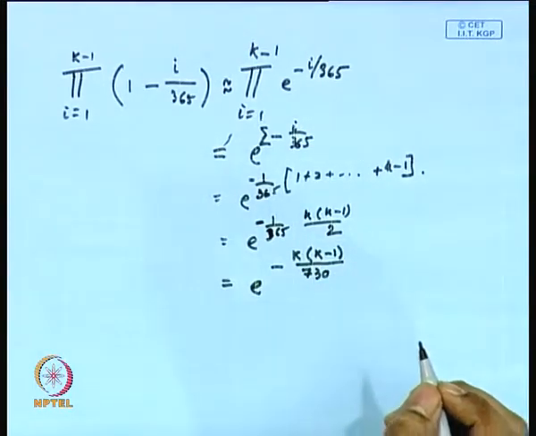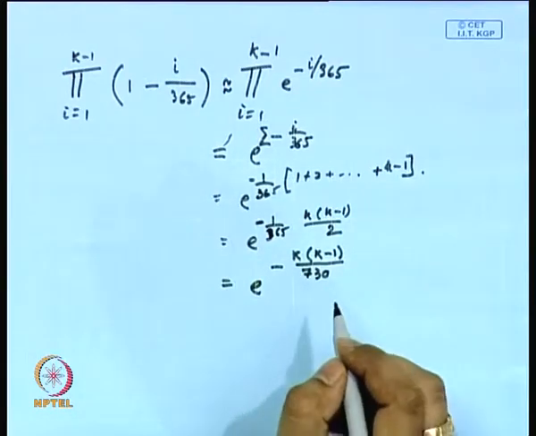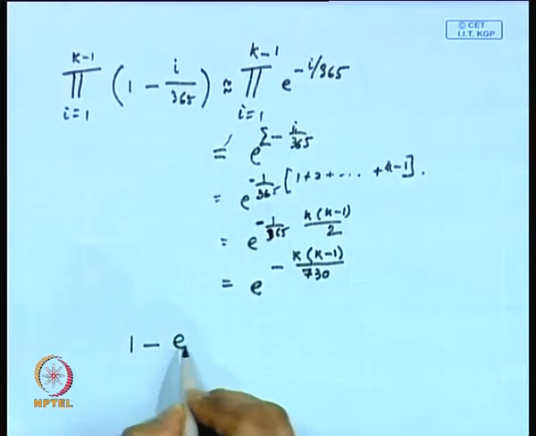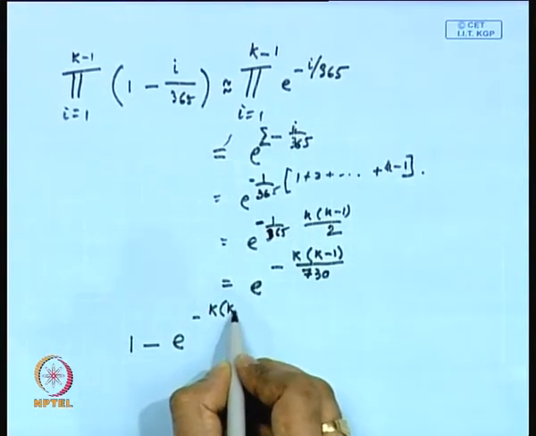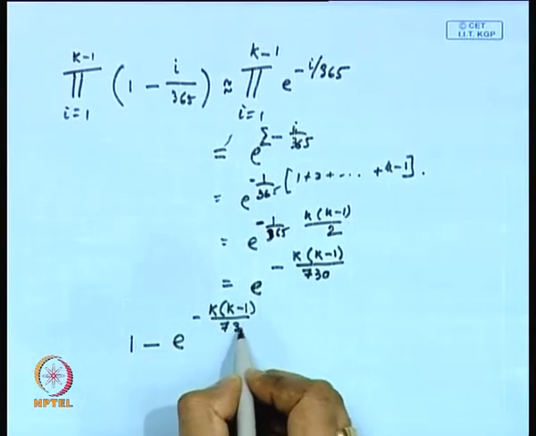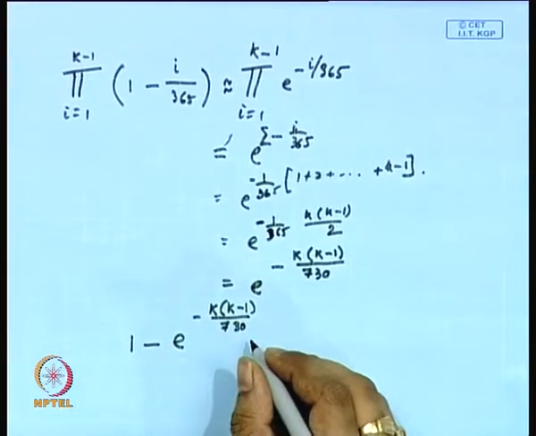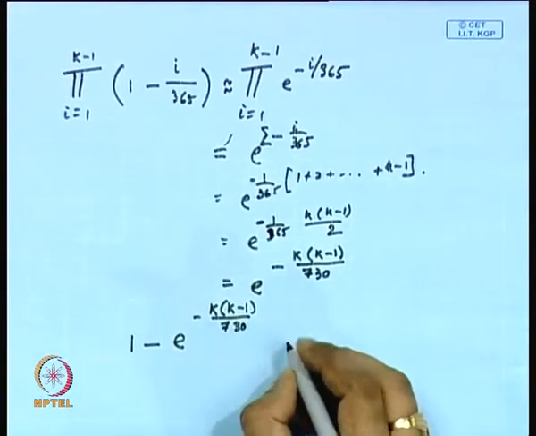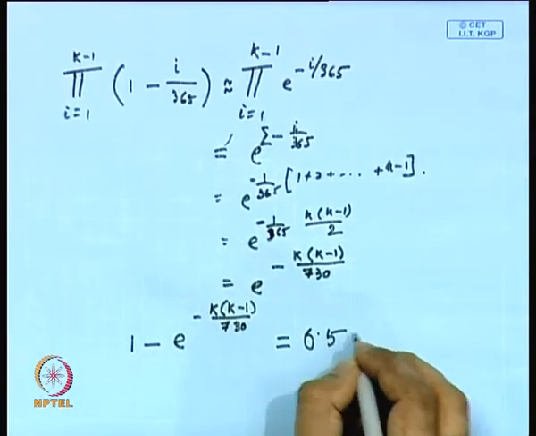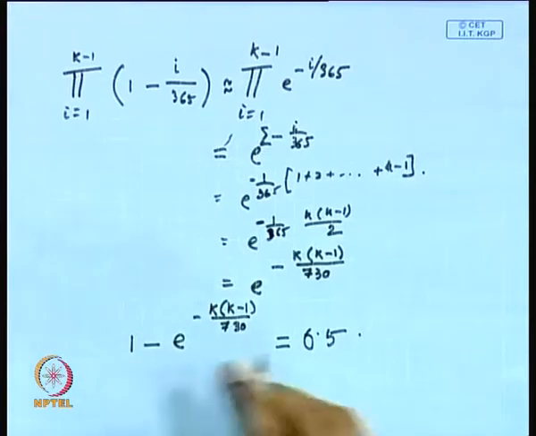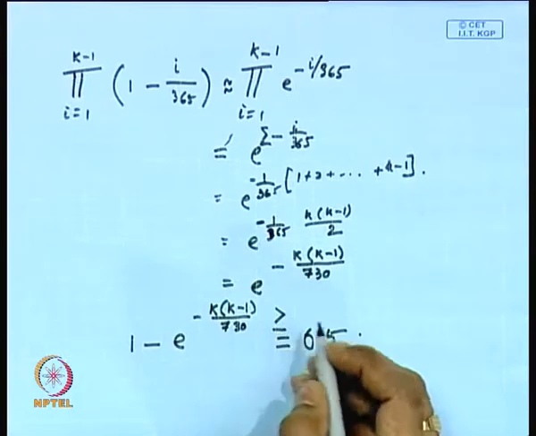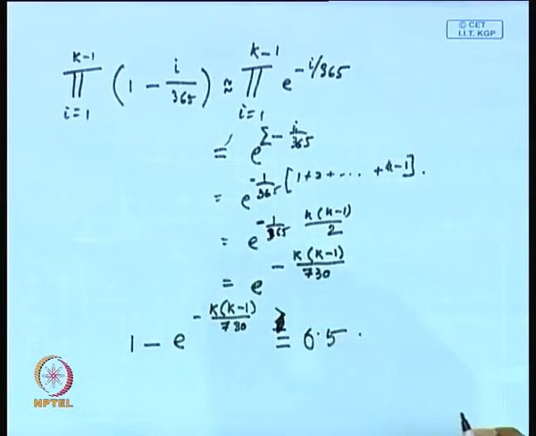So this is the probability that there is no collision. What is the probability that there is at least one collision? That is simple: 1 minus e to the power of minus k into (k minus 1) divided by 730. If this probability should be at least 0.5, then we can get an estimate of k. Strictly, this probability should be greater than or equal to 0.5, but in order to compute the value of k, let us equate it with 0.5 and find an estimate of k.